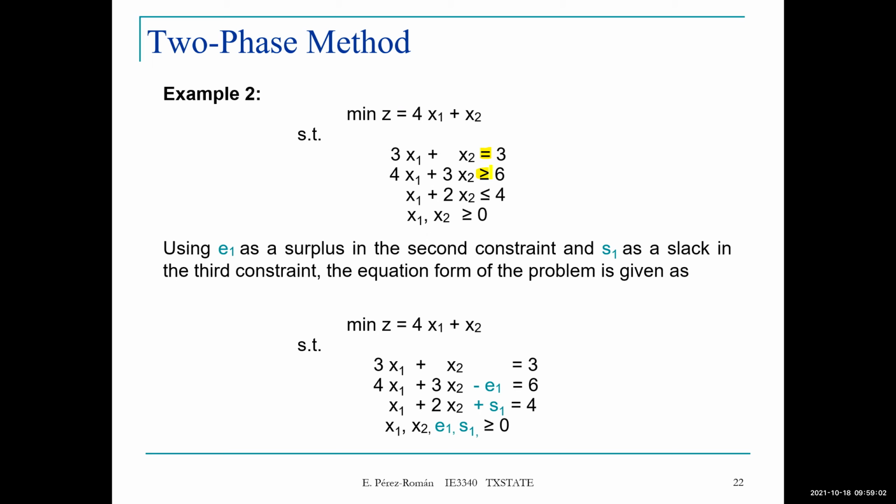If we put this into standard form, we're using E1 as a surplus in the second constraint and S1 as a slack in the third constraint. The equation form of the problem is given as follows. See, now we are adding a slack here and we are subtracting an excess variable here. So this is the standard form, the equation form. And as we saw in our previous lecture, it would be impossible to find an initial solution for this problem without the artificial variables.